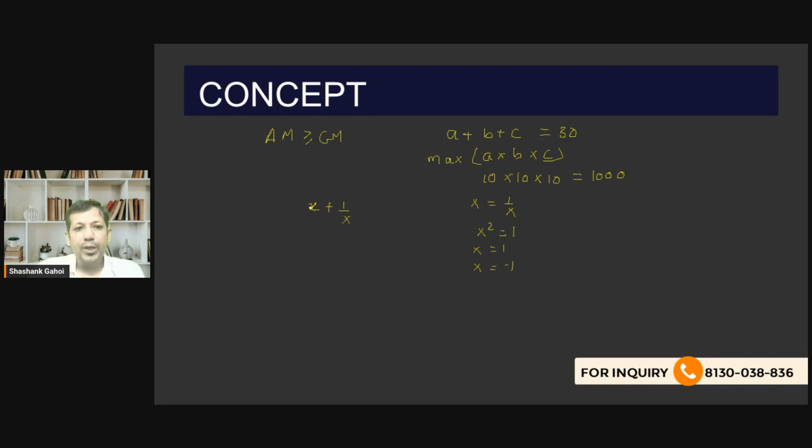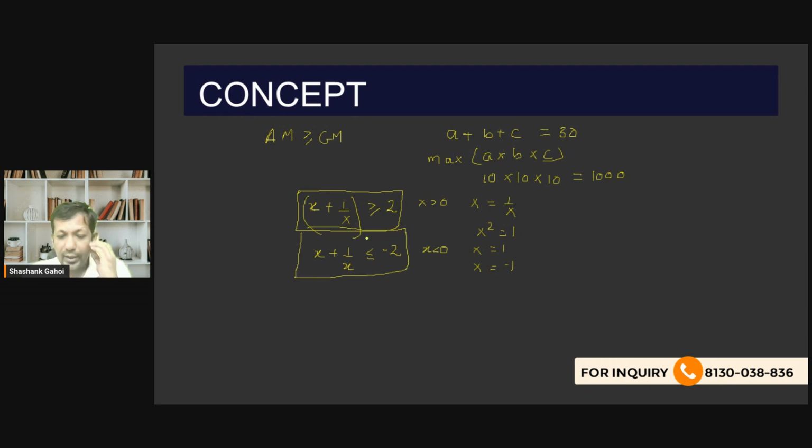Okay. So if you put x equal to 1, what are you going to get? You are going to get 2, right? So this function is always greater than or equal to 2. Now, if you put x equal to minus 1, you are going to get minus 2. So this function is always less than or equal to minus 2. So if x is positive, this function is always going to be greater than or equal to 2. And if x is negative, this function is always going to be less than or equal to minus 2. Always remember this. This is an important thing that we have seen a lot of questions on this basic concept.